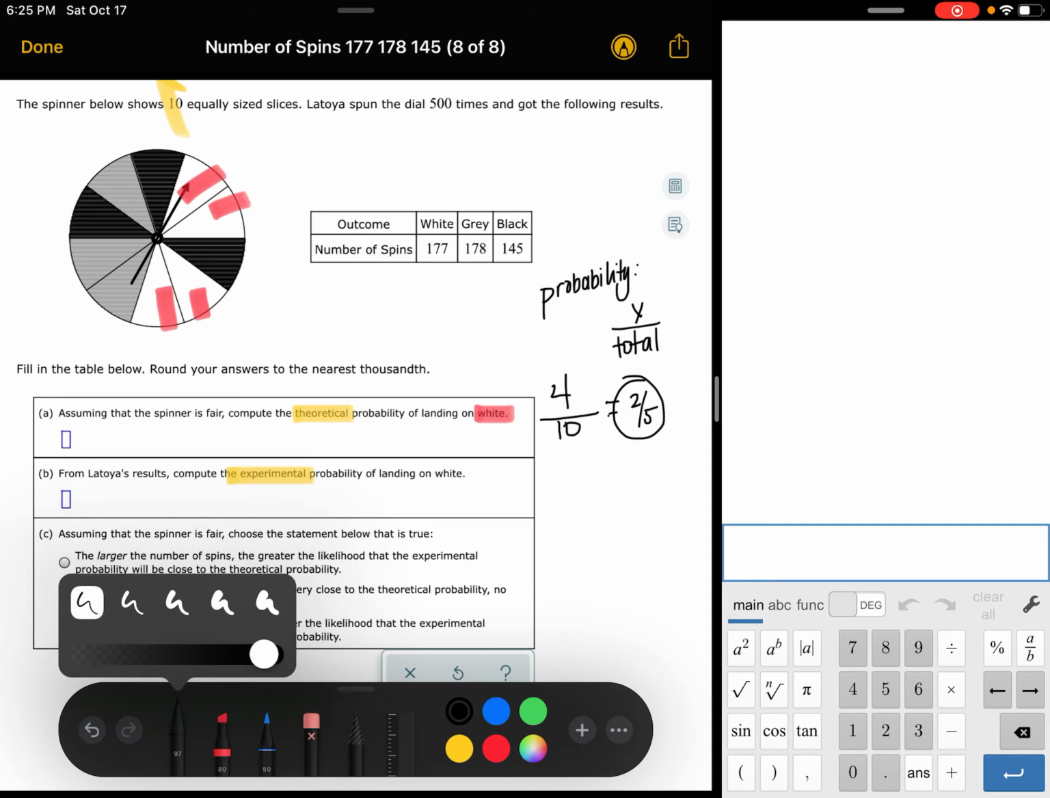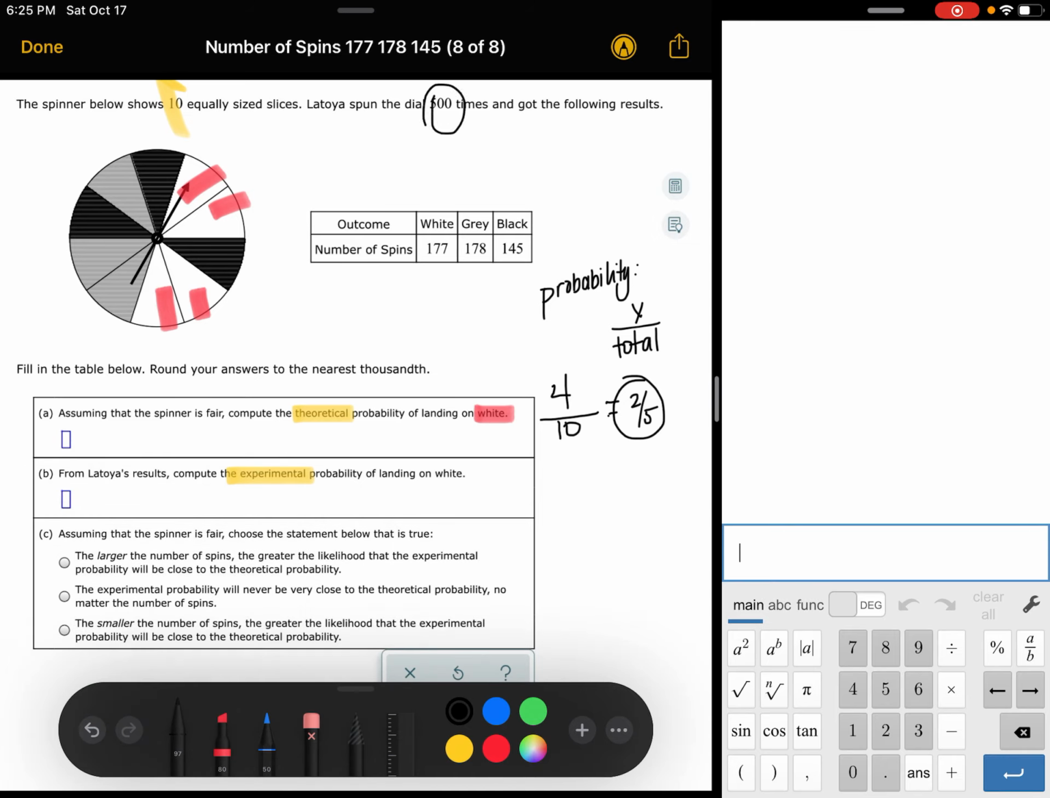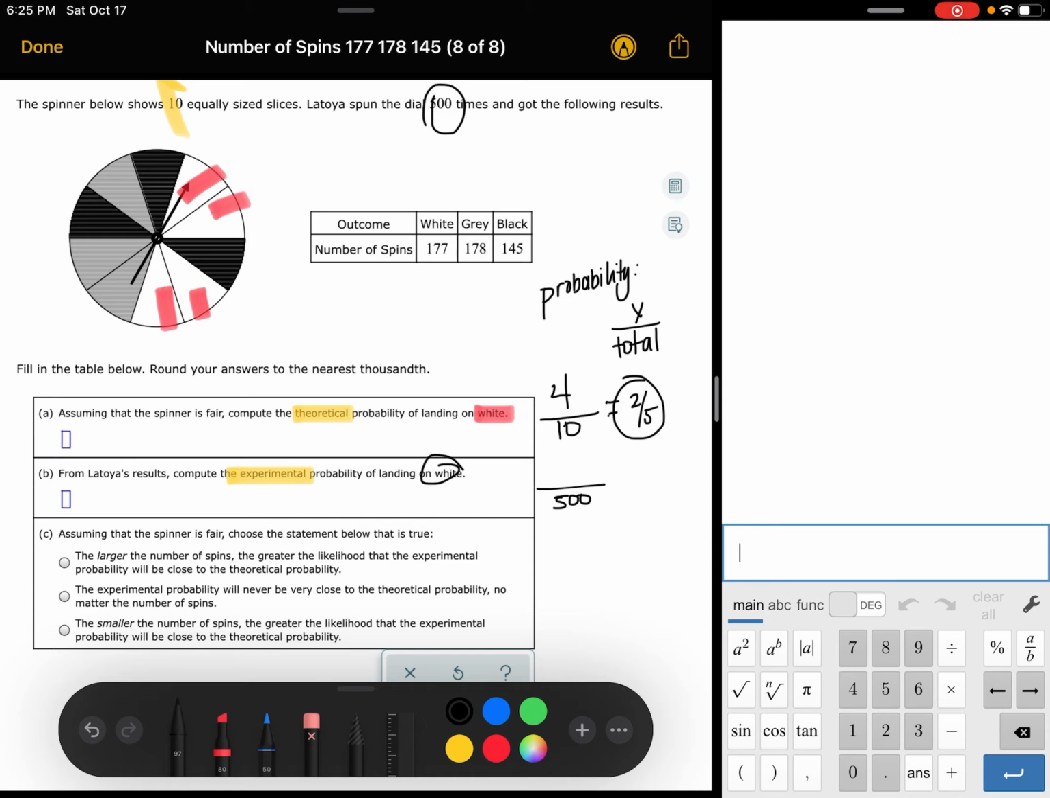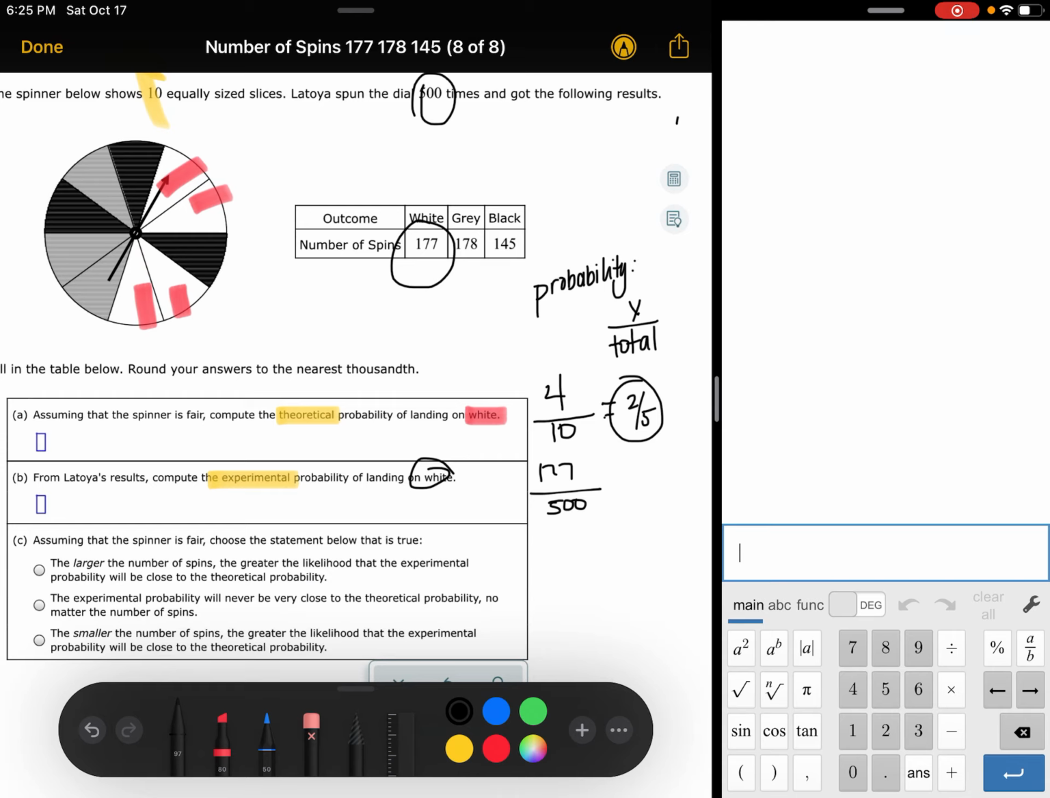Anyway, so the total is 500, right? So I'm going to put that at the bottom. So this is my denominator. And then it says the probability of landing on white. Well, I have 177 white. Okay. And it does give you this calculator on their question. So I'm just going to put it on my Desmos calculator and put it in. So notice that it says round your answers to the nearest thousandth.